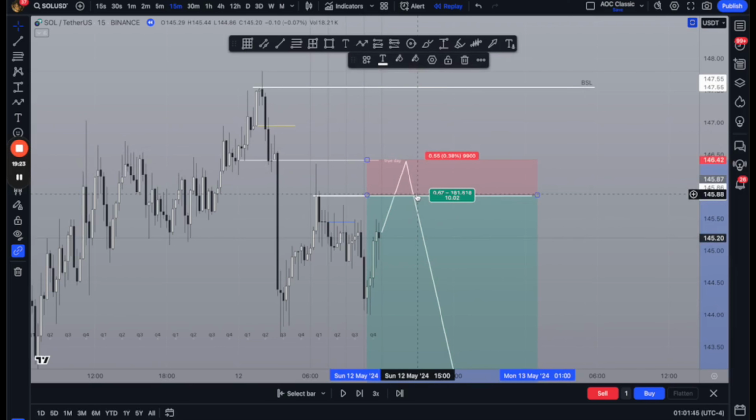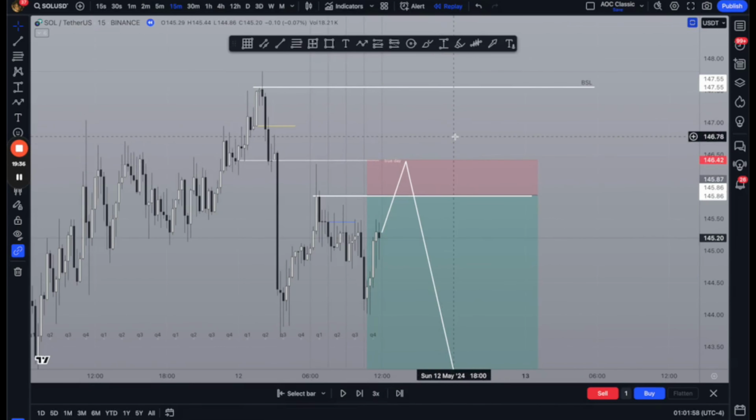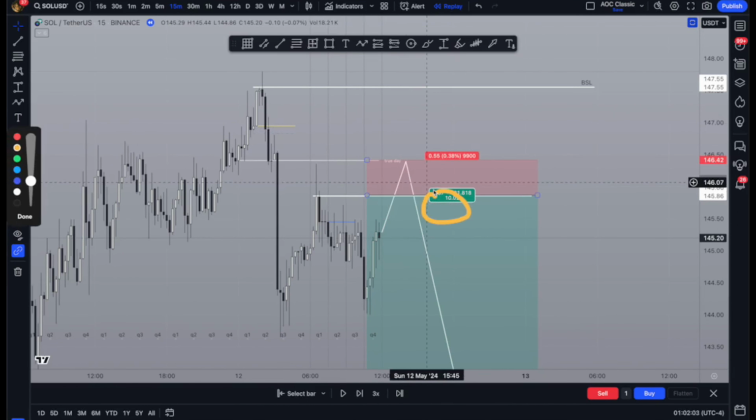Now, how do you place your stop loss? This tends to be a question that gets asked very, very often. The only way to think about it is, what is the point of invalidation? So if your entry points are the valid points, your stop loss is the point where this idea would be invalidated.